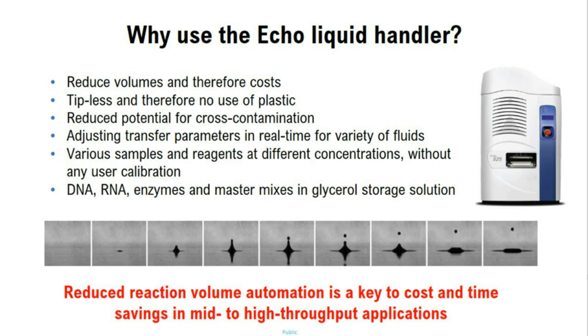We can adjust the transfer parameters in real time for a variety of fluids. Various samples and reagents at different concentrations can be transferred using this machine without any user calibration. Finally, DNA, RNA, enzyme, and any master mix in blue storage solution can be transferred. So the take-home message is: reduced reaction volumes and automation are key to cost and time saving in mid to high throughput applications.